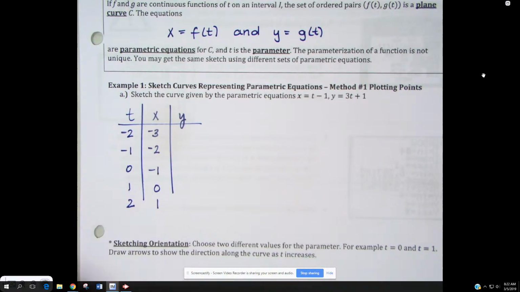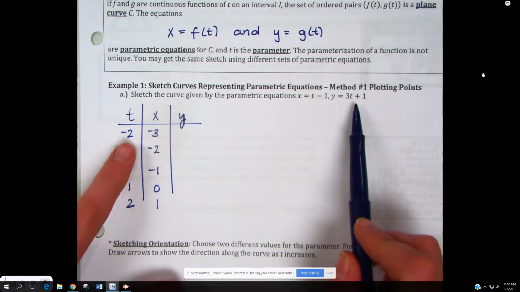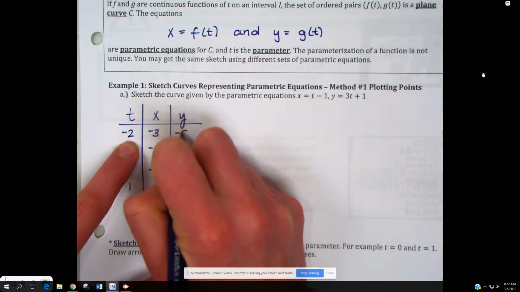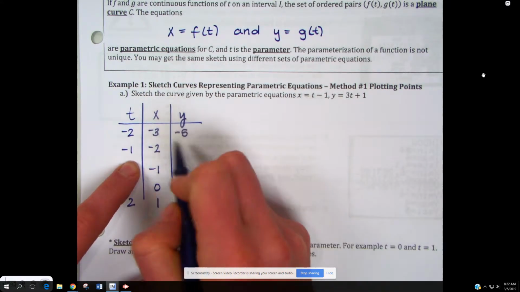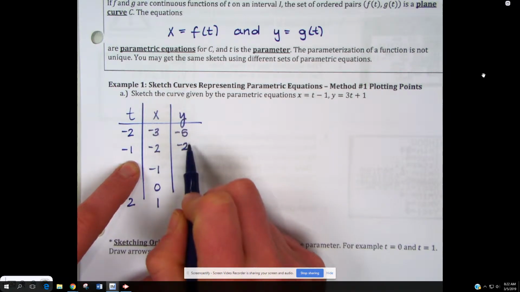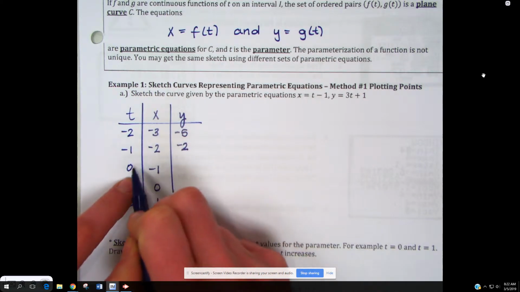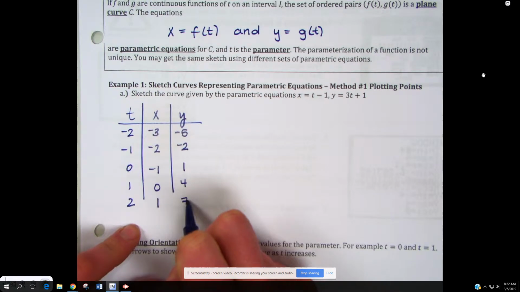You can either plug it in or you can use properties of linear functions. Then I would go ahead and fill in the last column, but this time I'll get my y by plugging in the t value to the y equation. So 3 times -2 makes -6. -6 plus 1 is -5. -1 times 3, that's -3. Plus 1, that's -2. Notice you're going up by 3, which you would expect because this is a linear function. So 0 plus 1 is 1, and I'm going up by 3, I'll get a 4, and I'll get a 7.